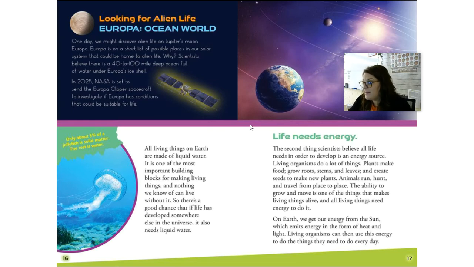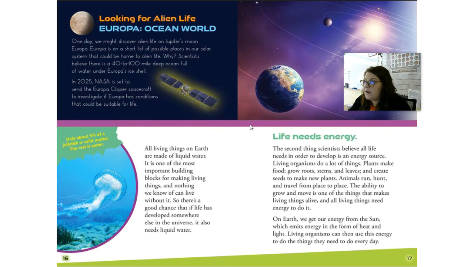The second thing scientists believe all life needs in order to develop is an energy source. Living organisms do a lot of things. Plants make food, grow roots, stems, and leaves, and create seeds to make new plants. Animals run, hunt, and travel from place to place. The ability to grow and move is one of the things that makes living things alive. And all living things need energy to do it.